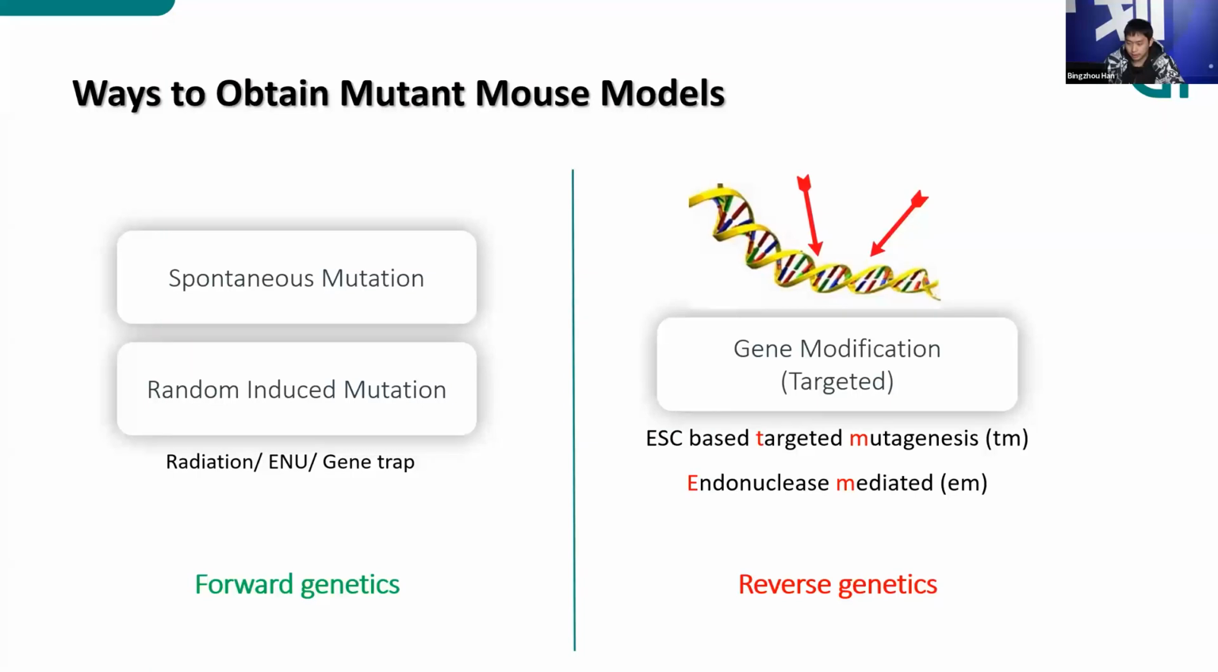And then, with the development of genome sequencing and genome targeting modification strategies, people have come to reverse genetic strategies: targeted mutation of the gene or DNA sequence of interest to generate novel models, by an embryonic stem cell based targeted mutagenesis strategy, or by nuclease-mediated strategies, like zinc finger nuclease, TALEN, or CRISPR-Cas based strategies.